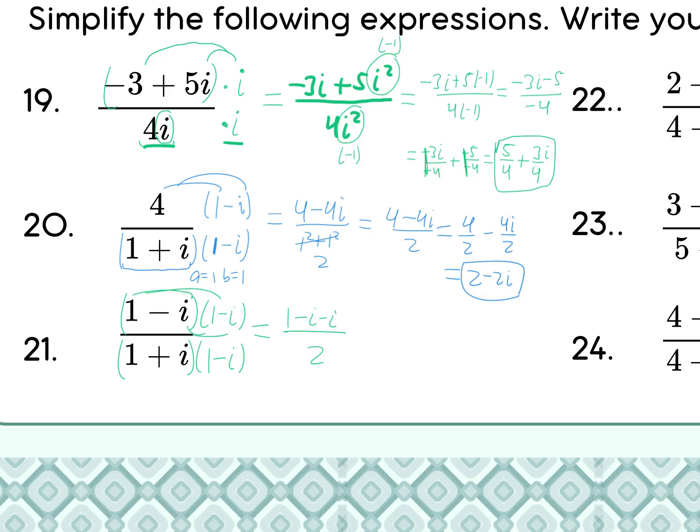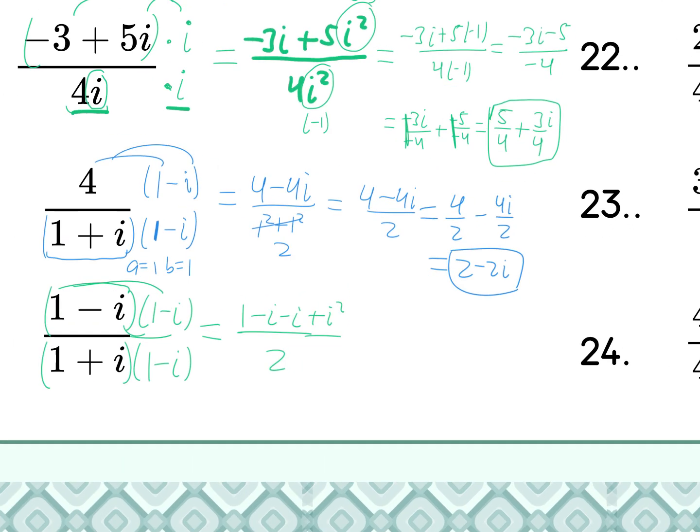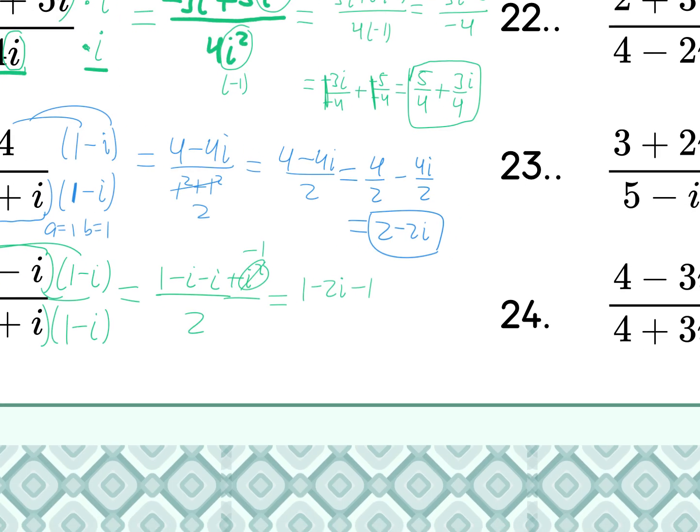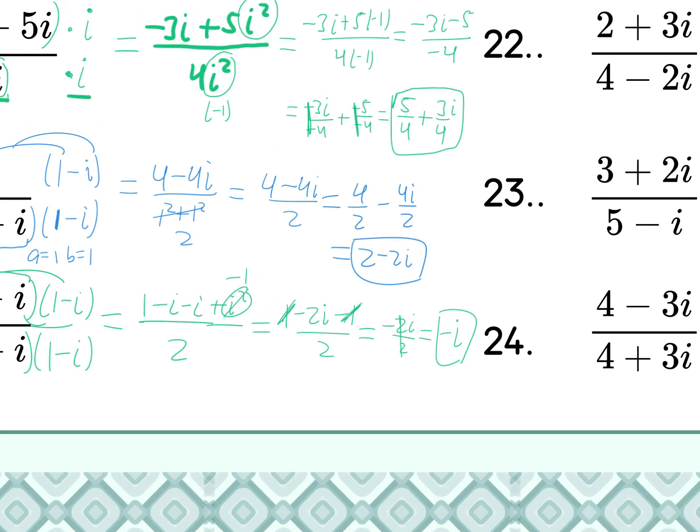And the -i times -i is a positive i squared. All right, and then simplifying that a little bit more, that's going to get me a 1 minus 2i. And then i squared is -1, so minus 1. And then 1 minus 1 goes away, and I still have 2 on the bottom. So this is just going to leave me with a -2i over 2. Our 2's cancel out, so I just get a -i as my answer. All right.